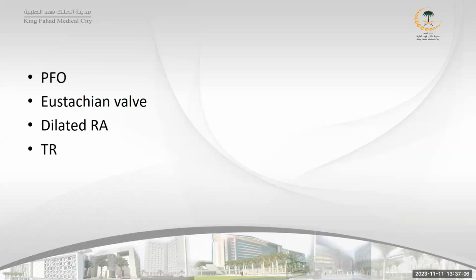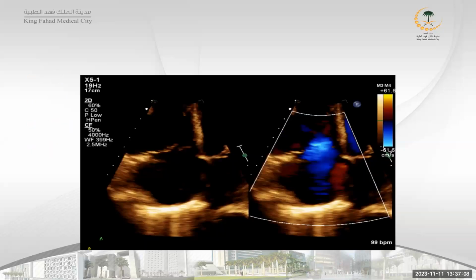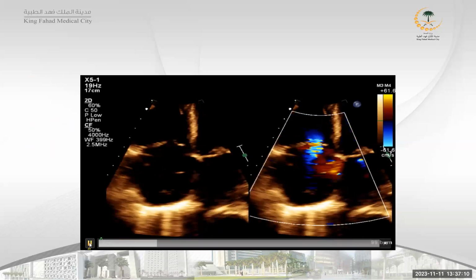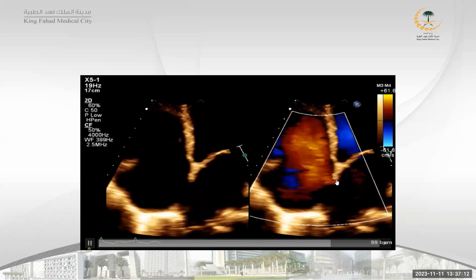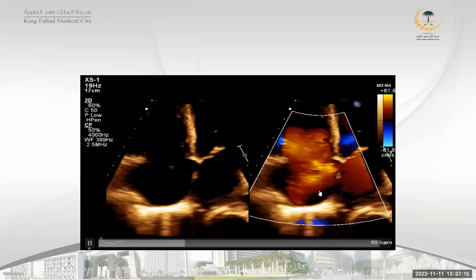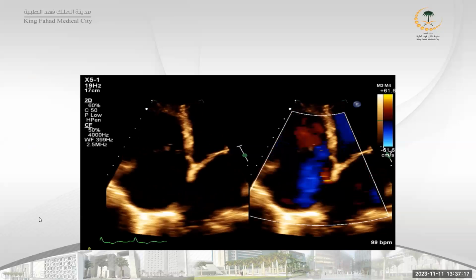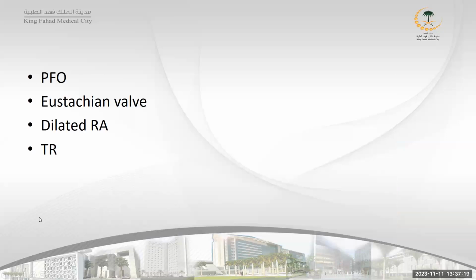Patent foramen ovale. And you remember, as you see here, there is likely no gap in the septum, so likely this is just a PFO. If you have a big gap, this is ASD, and usually it is secondary. PFO, Eustachian valve, dilated right atrium, and TR.